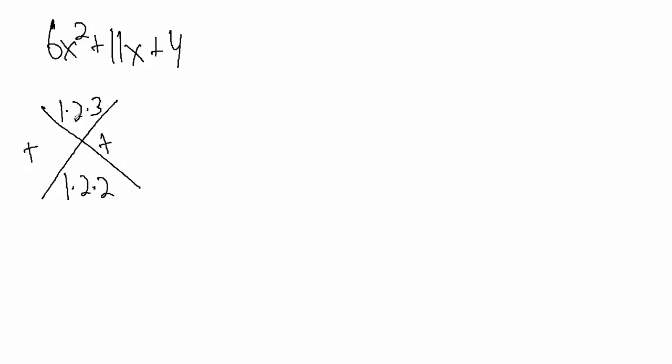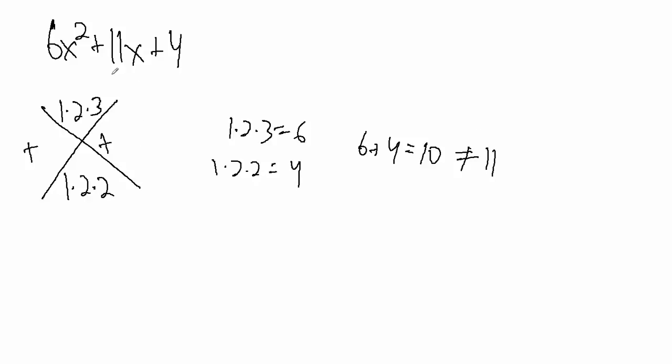So let's see, what if we try 1 times 2 times 3? Well, 1 times 2 times 3 is 6, and down here 1 times 2 times 2 is 4. But 6 plus 4 is 10, which is not 11. We're looking for 11, remember that. And we're looking for 11 because that's what's on the x right here in the middle, positive 11.